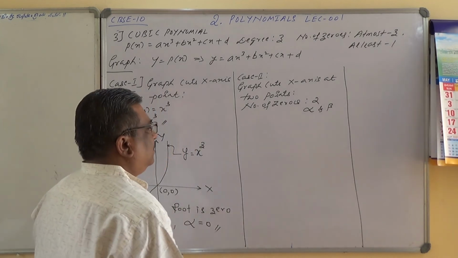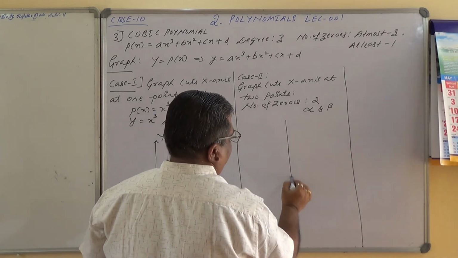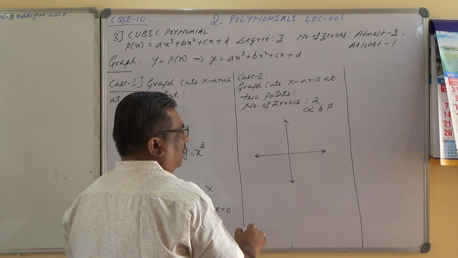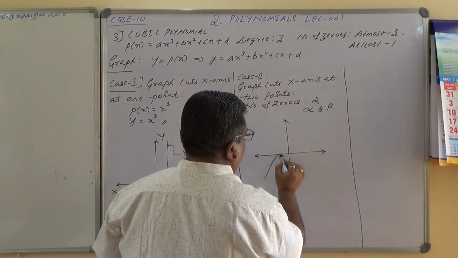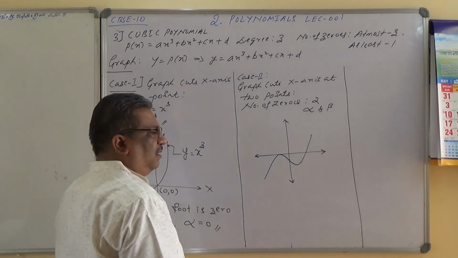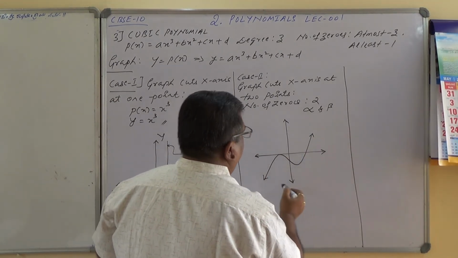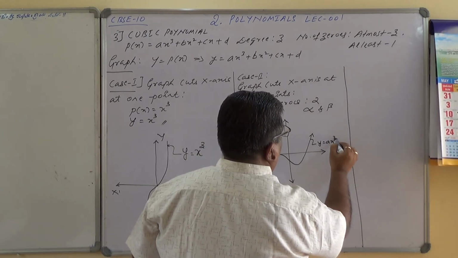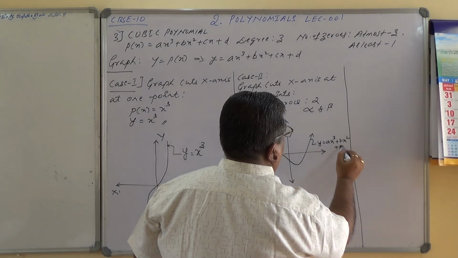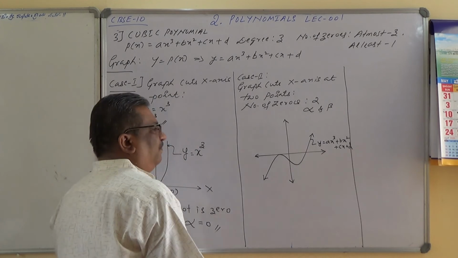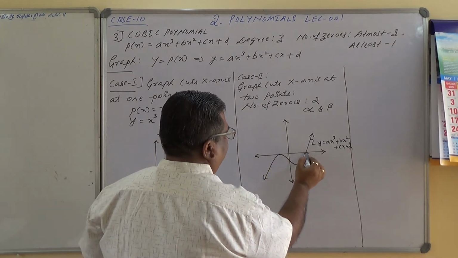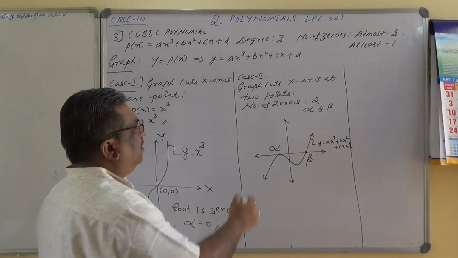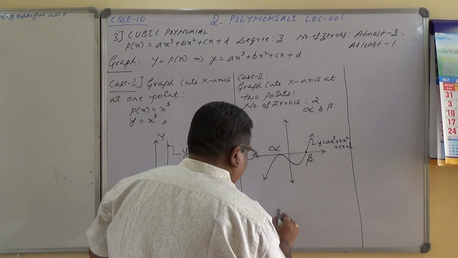Alpha and beta. So what will the graph generally look like? This is how the graph looks. Is it clear? This is the graph of y equals ax cube plus bx square plus cx plus d. Which are the points of intersection? This one and this one. And therefore this is alpha and this is beta here. Is it clear? There are two things. So for example, one example I'll take here.